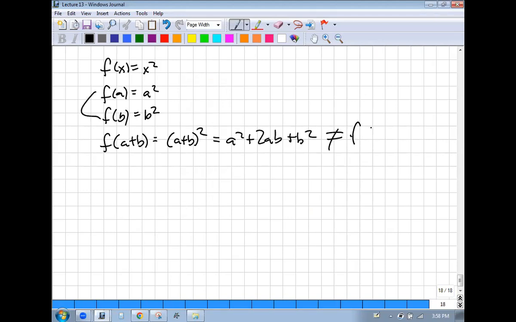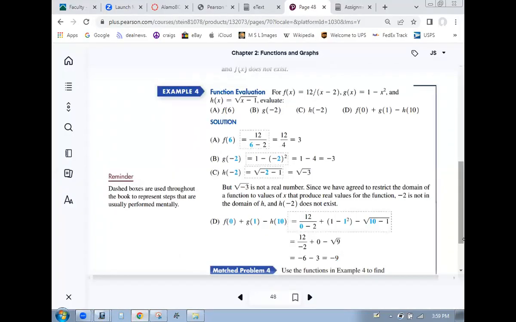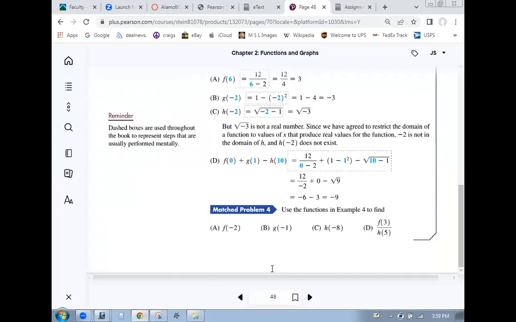This is not f of a plus f of b, right? Because this is just a and this is b, right? So just be aware of that kind of stuff. That will show up constantly in calculus from day one, okay? So y'all know how to evaluate functions here.